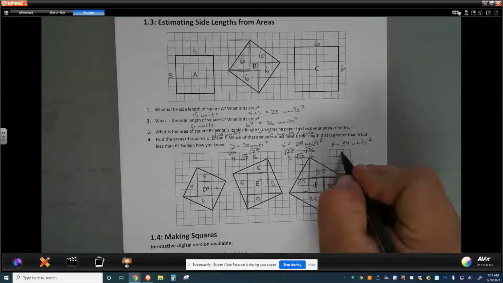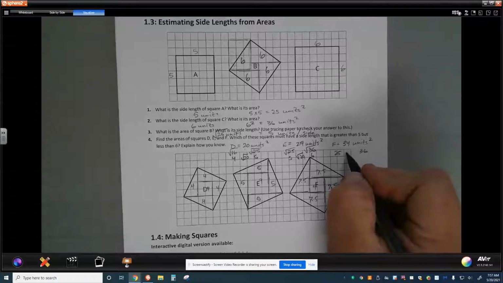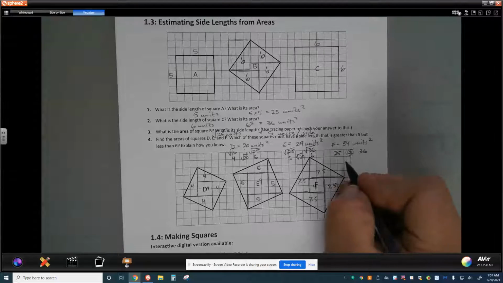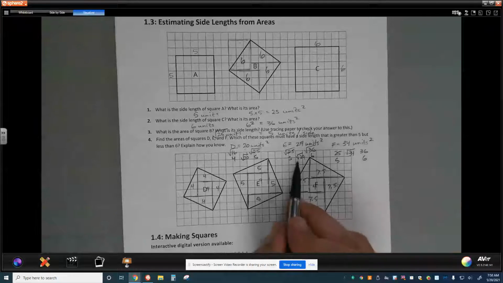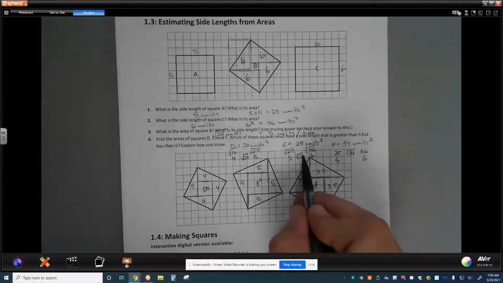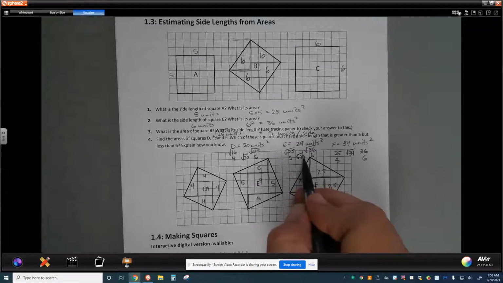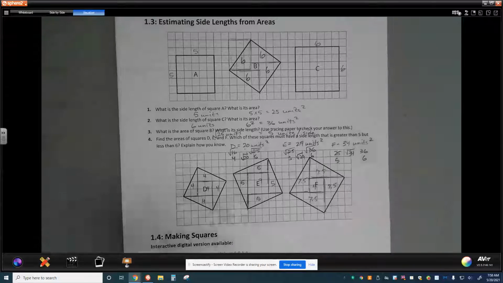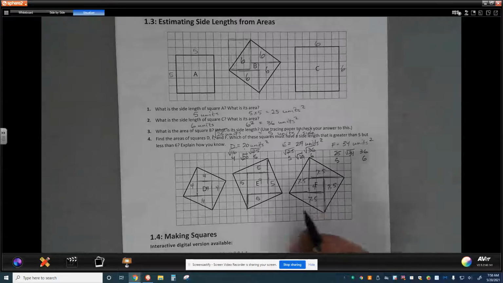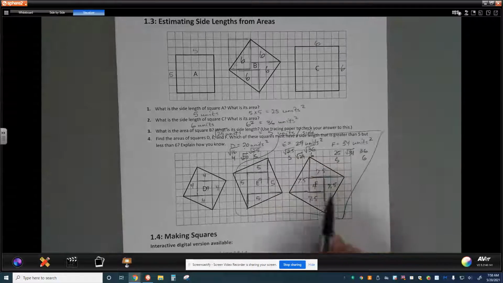And then 34 is between 25 and 36 as well. So we know the square root of 34 must be somewhere in the middle of that. But we know that that value must also be greater than this one here. This one is probably closer to 5.2, 5.4. It's less than 5.5. This one's more than 5.5. So which of these squares must have a side length that's greater than 5 but less than 6? We recognize that figures E and F will have that value because we know that their approximate square roots are greater than what we see right here.